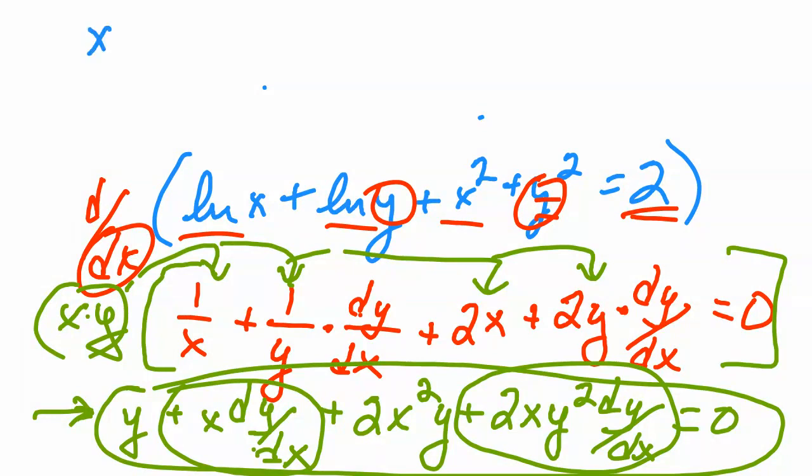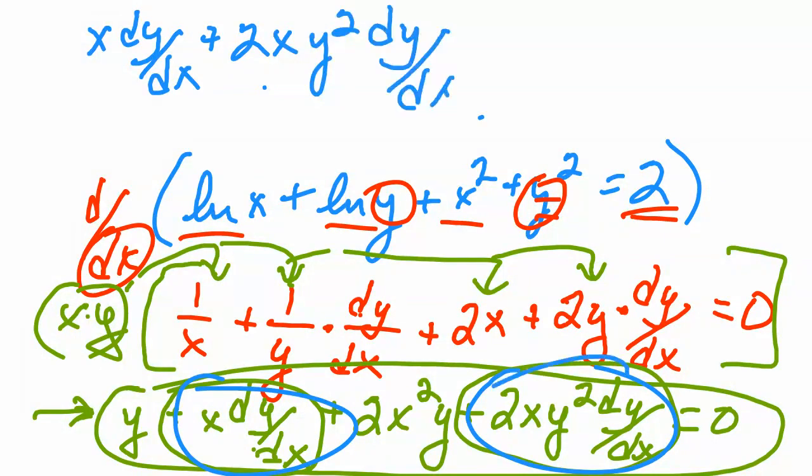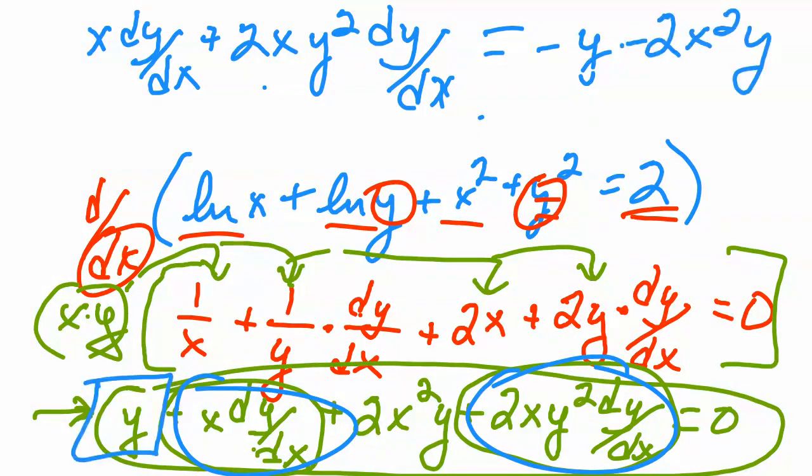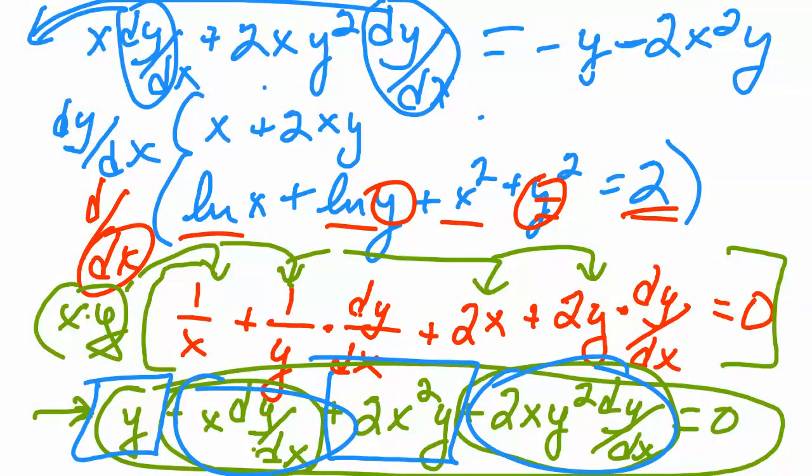I'll go back to blue here on top. So I've got x dy dx still on the left side here, and I've got plus 2x squared, plus 2xy squared dy dx. So that's a dy dx term. That stays on the left, and I get everything else on the right by subtraction. So this equals minus y minus 2x squared y. So this term and this term need to go to the other side by subtraction. And so I'd have this. And then I can take my dy dx that's in every term on the left, factor it out, and I'll have dy dx times the quantity of what's left, which is x plus 2xy squared, and that equals minus y minus 2x squared y.